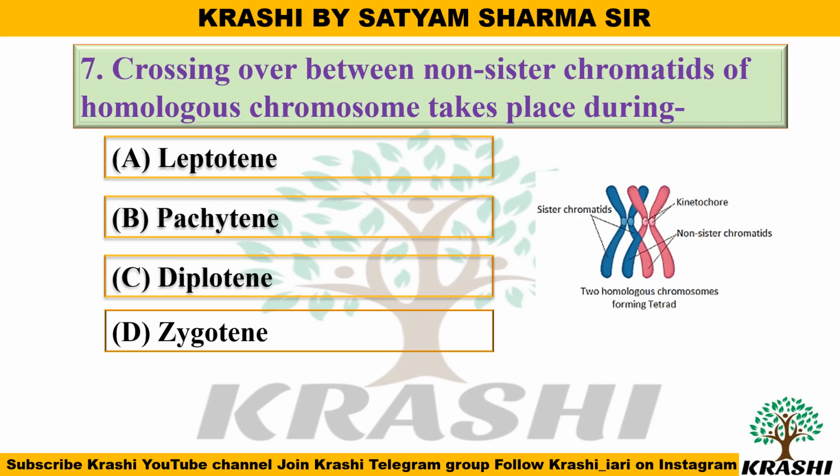Question number 7. Crossing over between the non-sister chromatids of homologous chromosomes occurs during the Pachytene stage, where tetrad formation is seen.